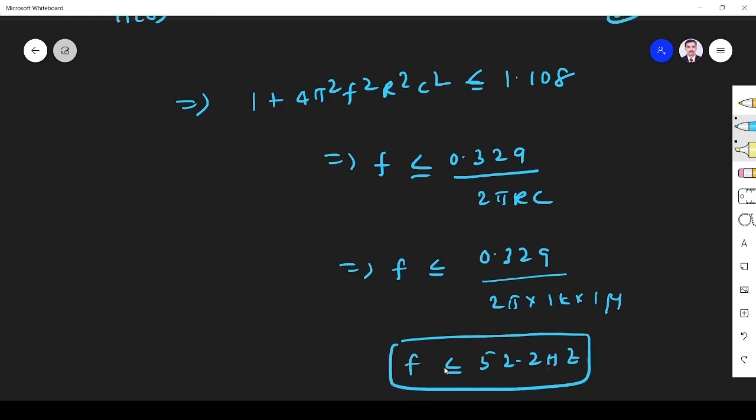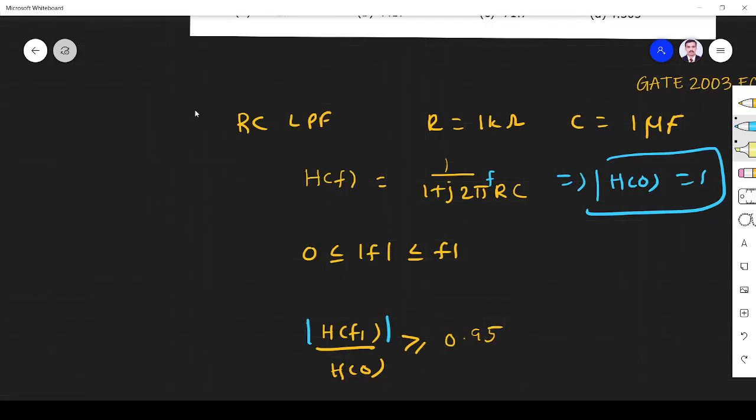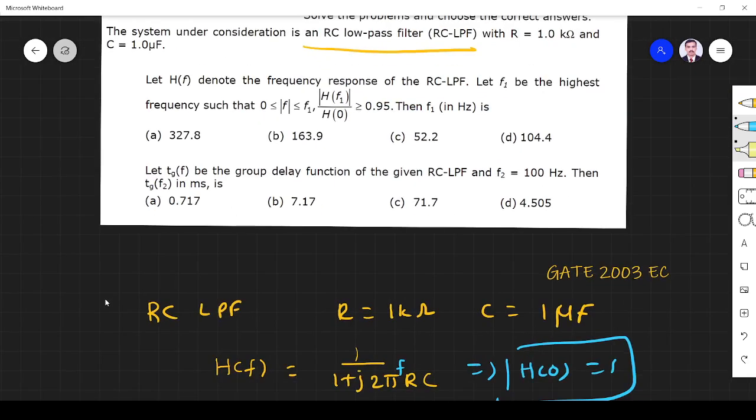So it is the maximum frequency. So what is the answer? The answer is 52.2 hertz.